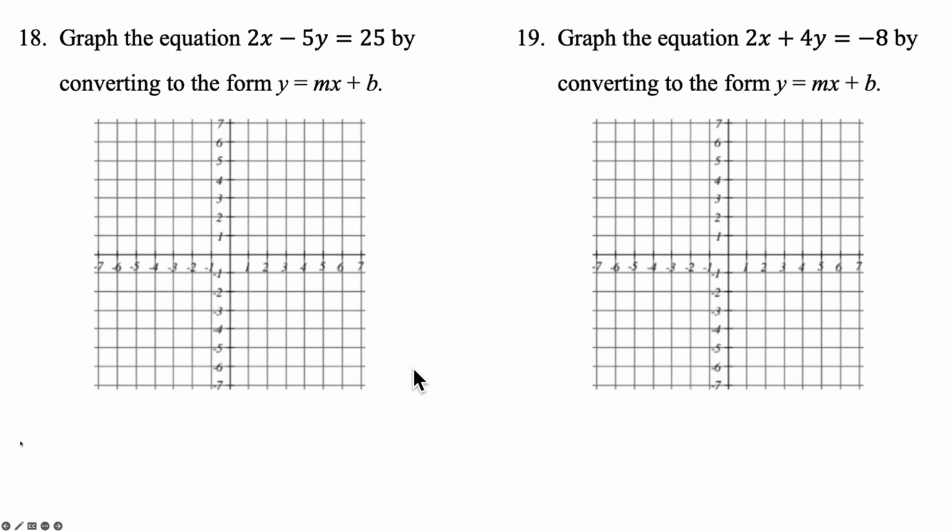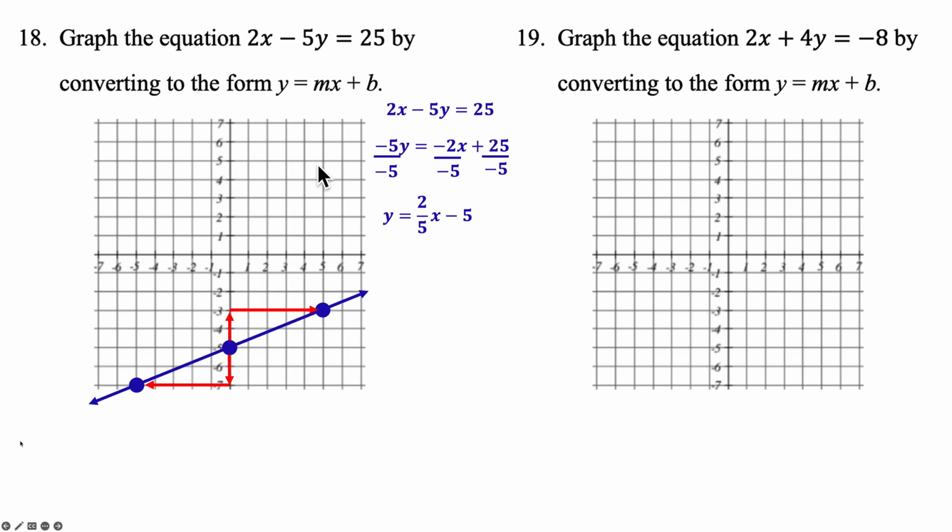Okay, 18. Now 18 is kind of interesting here. We have 2x minus 5y equals 25. This is in standard form. So if they want us to convert it to y equals mx plus b form, you're going to have to subtract over the 2x and divide everybody by a negative 5. And now that's my new equation. Negative 2 divided by negative 5 makes it a positive 2/5. 25 divided by negative 5 is minus 5. So my y-intercept is at negative 5, we go up 2, right 5, plot a point, down 2, left 5, plot a point. All right.